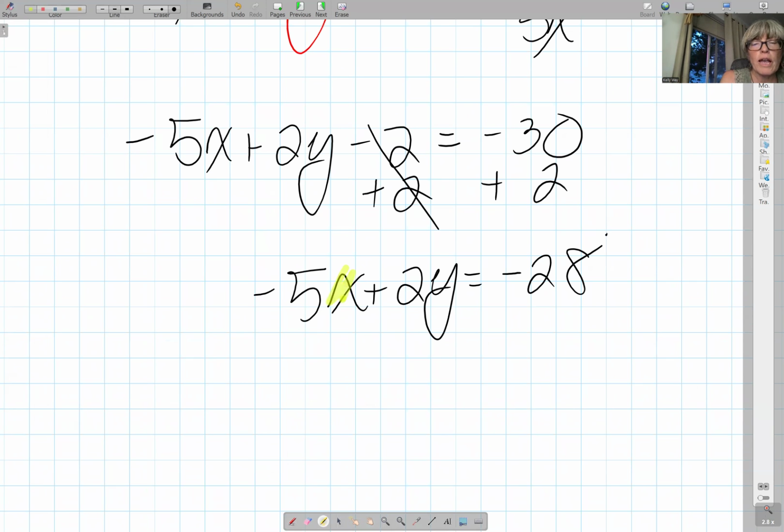So we want our x and our y on one side, strictly a number on the other, and the preceding numbers to x's and y's need to be integers. So you must use arrow in, arrow out method.